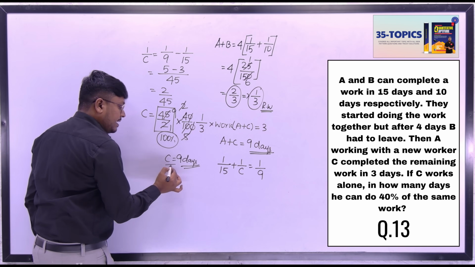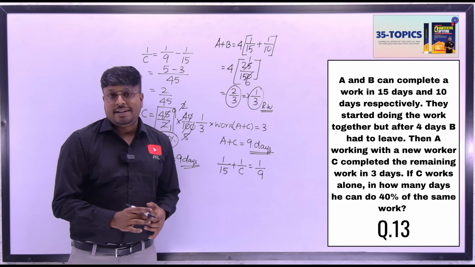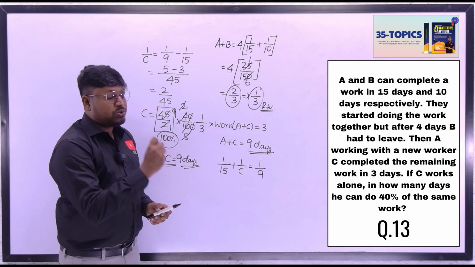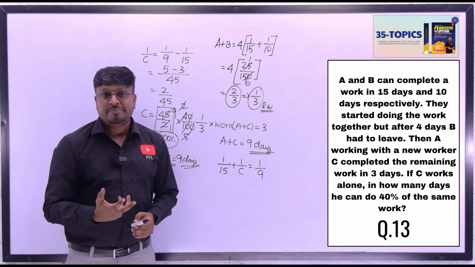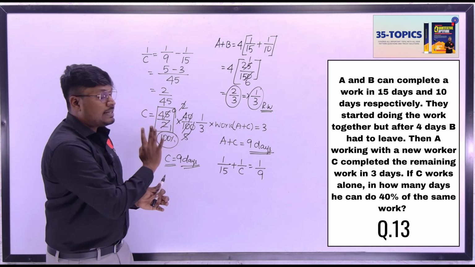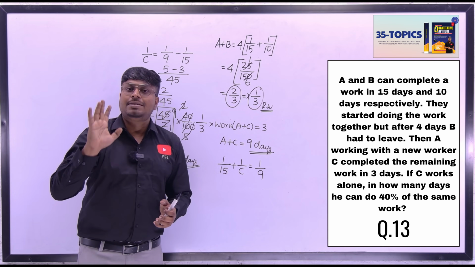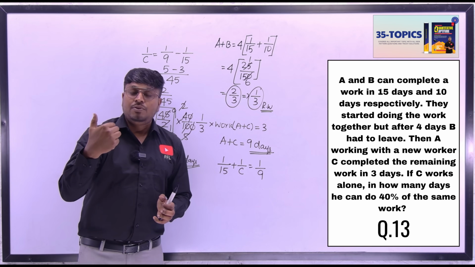Very interesting, and easily we have solved the question. So finally the answer for this question is 9 days. He is taking 9 days to do 40% of the same work. Understood? So friends, step by step, right? Everything I did is a traditional method, no shortcut, no formulas, nothing. Just a normal traditional method. We have to do it in a faster way.